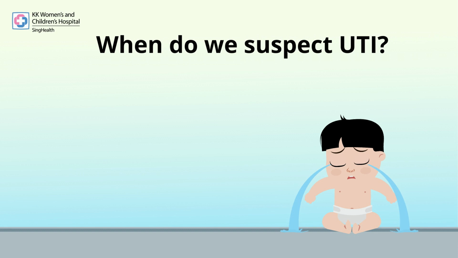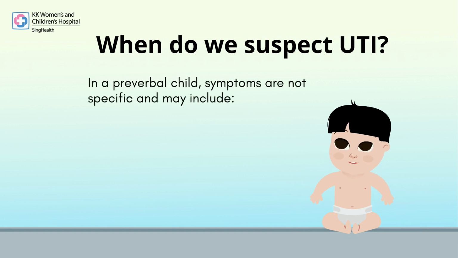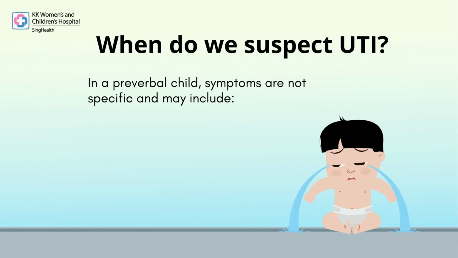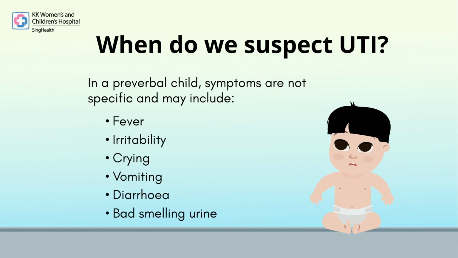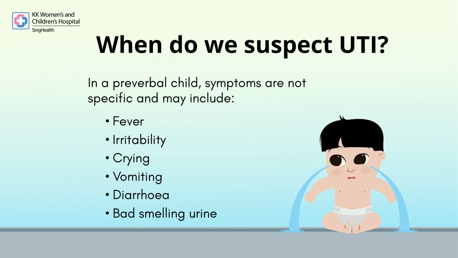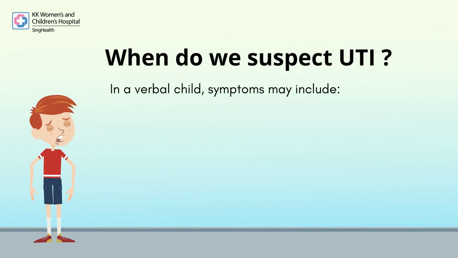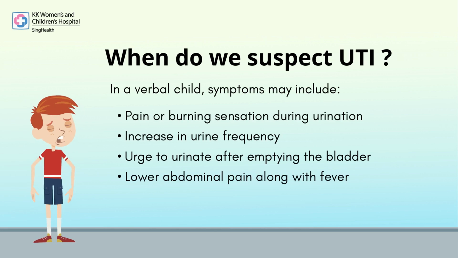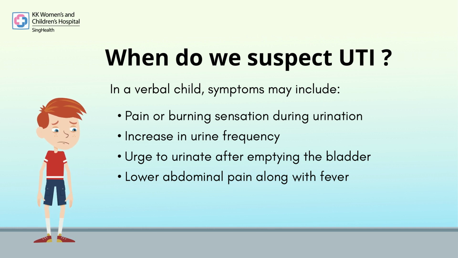So when do we suspect UTI? In a pre-verbal child, symptoms are not specific and may include fever, irritability, crying, vomiting, diarrhea, or bad-smelling urine. On the other hand, a verbal child may complain of pain or burning sensation during urination, increase in urine frequency, urge to urinate after emptying the bladder, or lower abdominal pain along with fever.